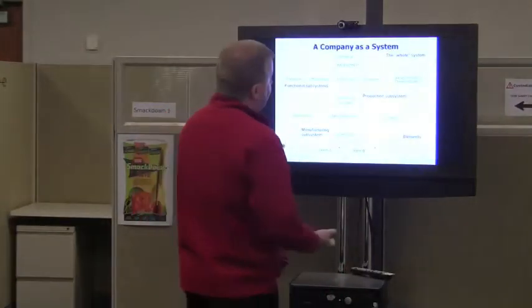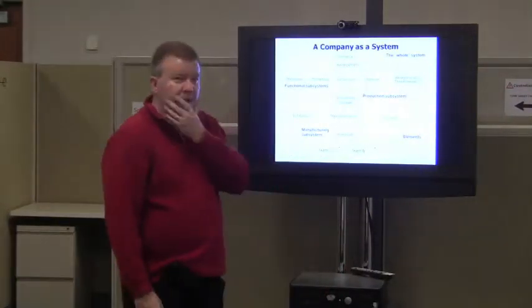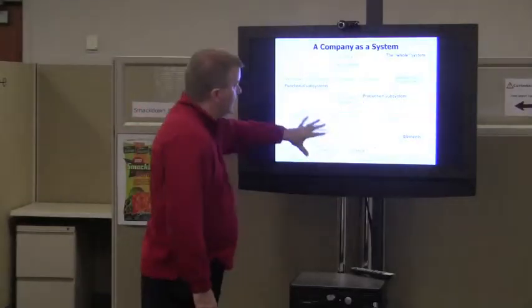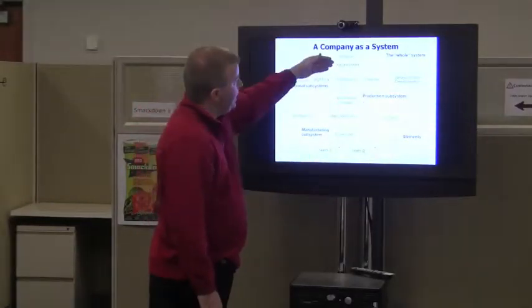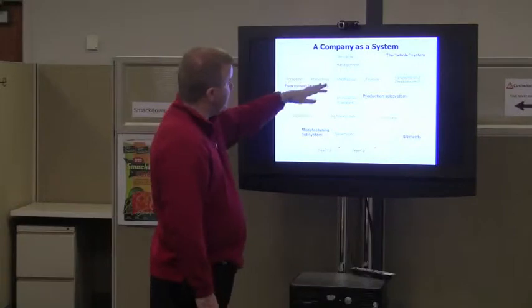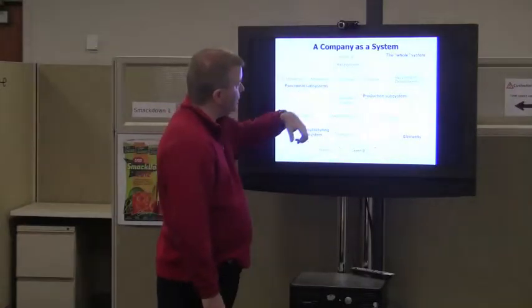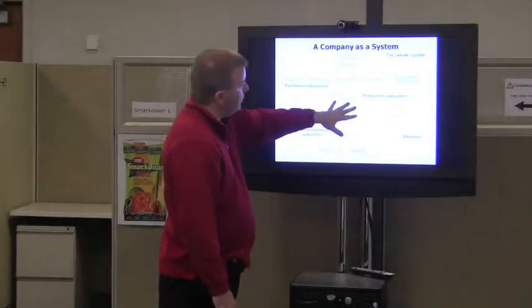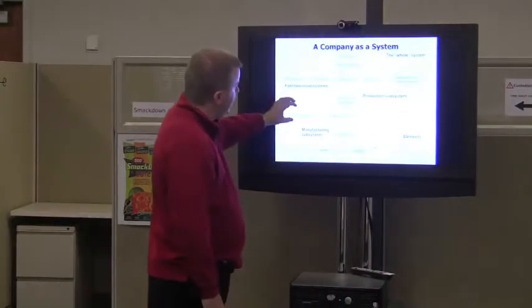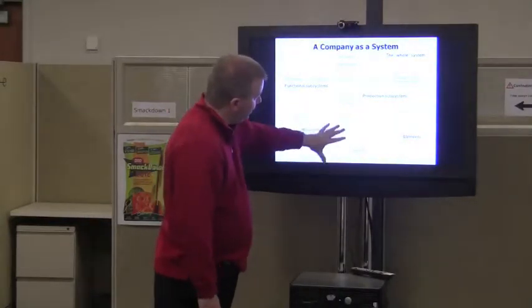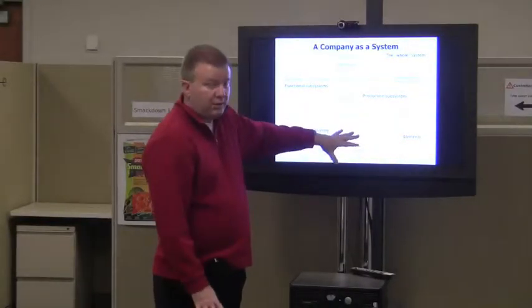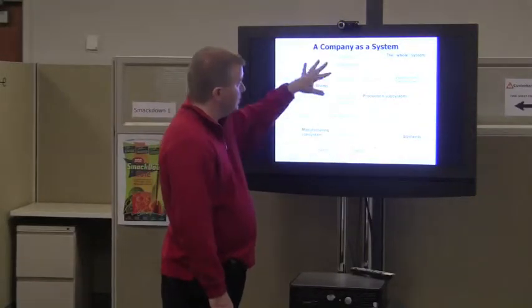So you can look at even a company as a system, right? The whole system is all of it. So you have management, you have functional subsystems: personnel, marketing, production. Then production could even be broken down from the subsystem level into more definite parts, right? And it can continue to go down to where you get elements, okay?